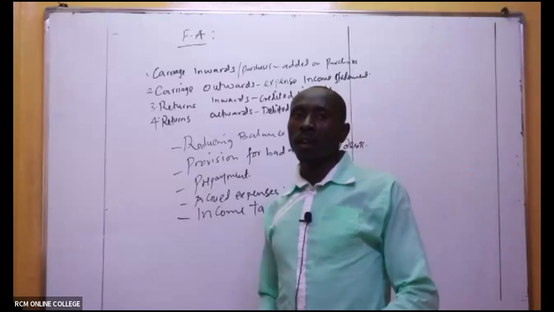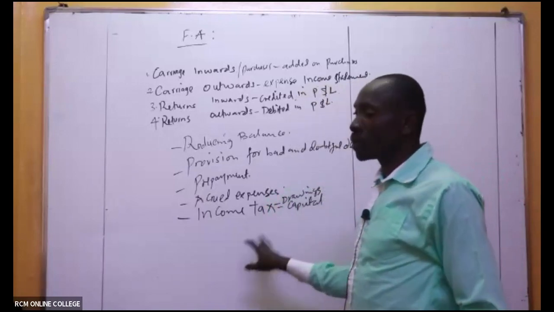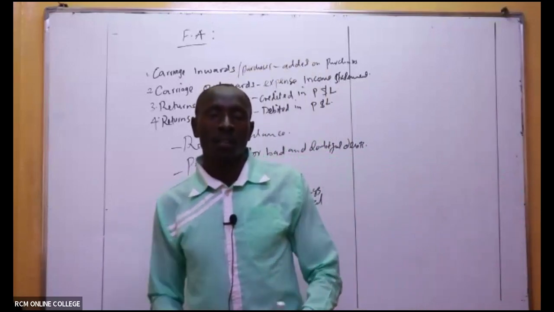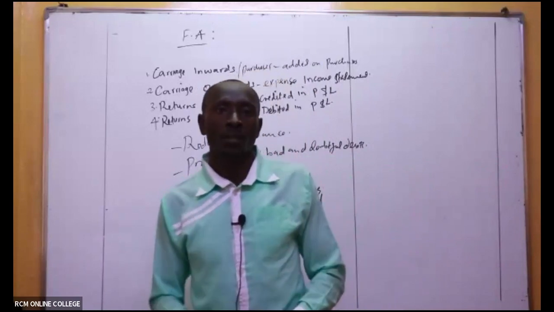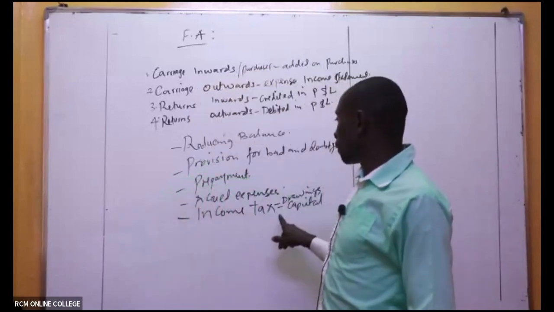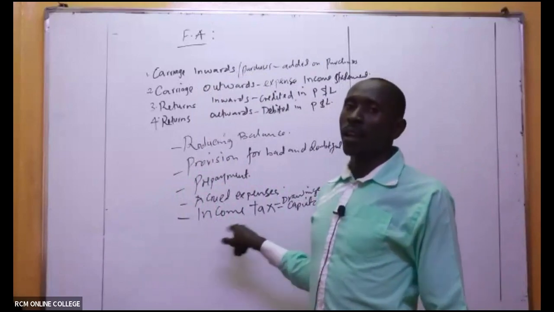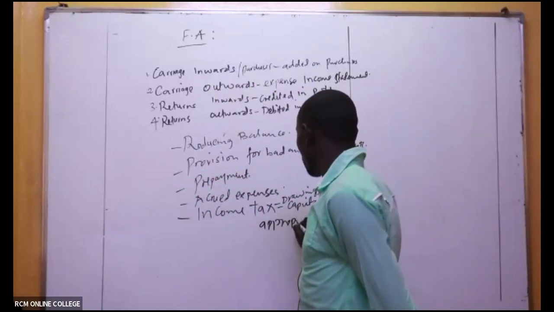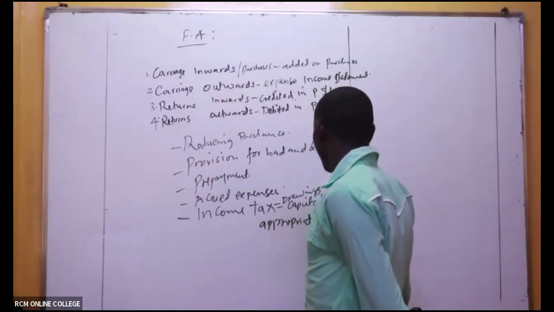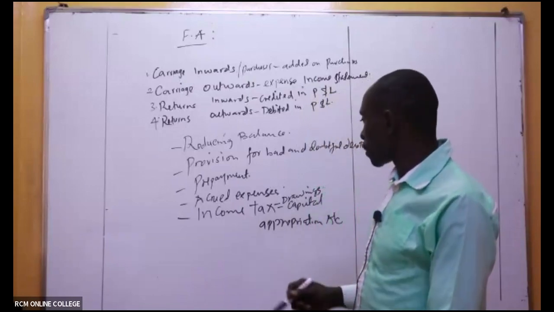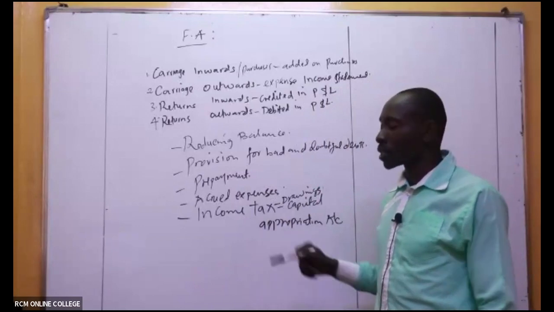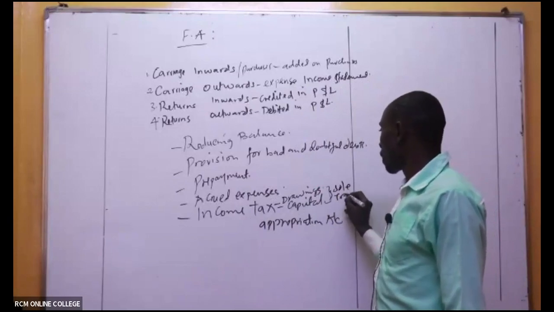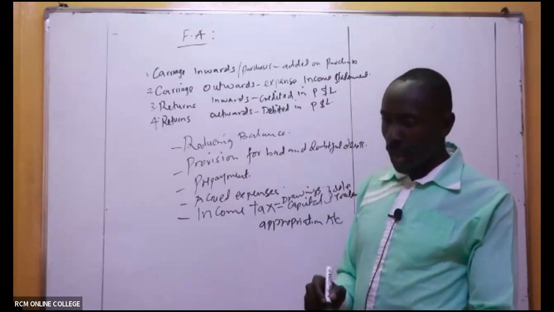While we shall be handling partnership, remember, partnership business is a different entity from the owners. It is a business on its own, a person on its own. And that one, we charge income tax in the appropriation account. This is different from sole trader. On sole trader, we charge it on capital. It is treated just the same way drawings are treated.